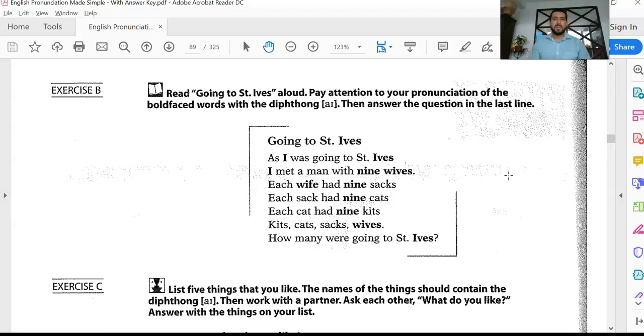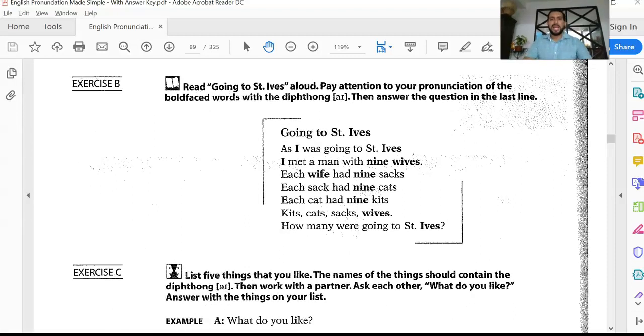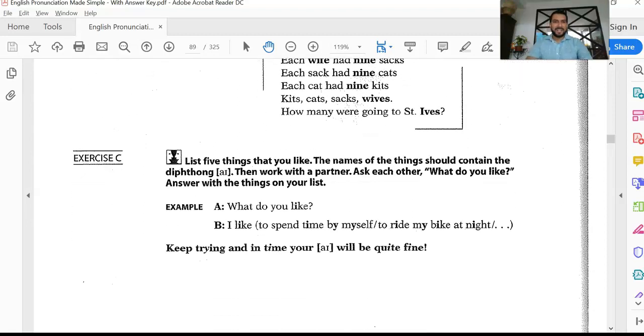It goes, going to St. Ives. As I was going to St. Ives, I met a man with 9 wives. Each wife had 9 sacks, each sack had 9 cats, each cat had 9 kits. Kits, cats, sacks, wives, how many were going to St. Ives? All right, that's it.